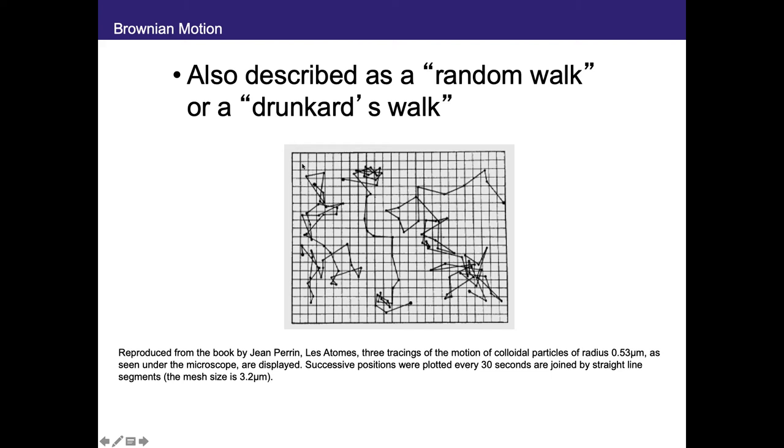So Einstein observed this. He actually recognized it. He called it the random walk, or drunkard's walk. And this is an illustration that was reproduced from a book by Jean Perrin, Les Atomes. Again, I am not French, I'm so sorry, I'm just butchering all those French terms. But the significance of this was that Jean Perrin actually won the Nobel Prize in the 1920s. He could verify Avogadro's number with his observations here, which was really interesting. Again, Einstein saw the same observations.